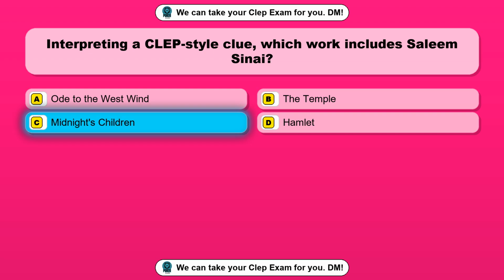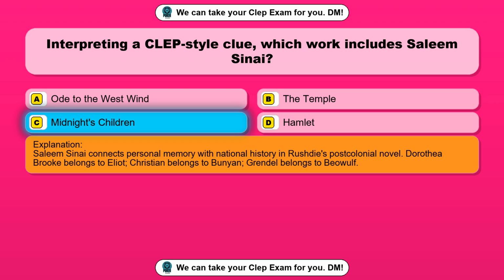Midnight's Children. Saleem Sinai connects personal memory with national history in Rushdie's post-colonial novel. Dorothea Brooke belongs to Eliot, Christian belongs to Bunyan, Grendel belongs to Beowulf.